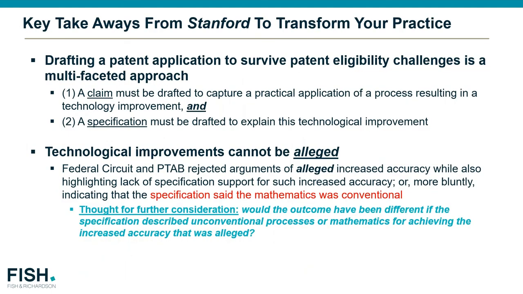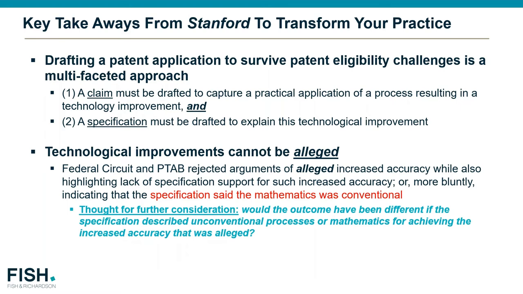So just a couple of key takeaways. When you're drafting a patent application with kind of a heads up to try to survive patent eligibility challenges, the claim should be drafted to capture a practical application of a process that results in an improvement. And you might want to even specifically name that improvement in the claim sometimes. The specification should be drafted to explain the improvement, and you should be really careful about what you say is conventional, because I've seen that come back to haunt patent owners in many different scenarios. But you're always treading that fine line between a lack of enablement and then an obviousness rejection, or in this case, a 101 rejection. So one other point, that technological improvements can't just be alleged with attorney argument.